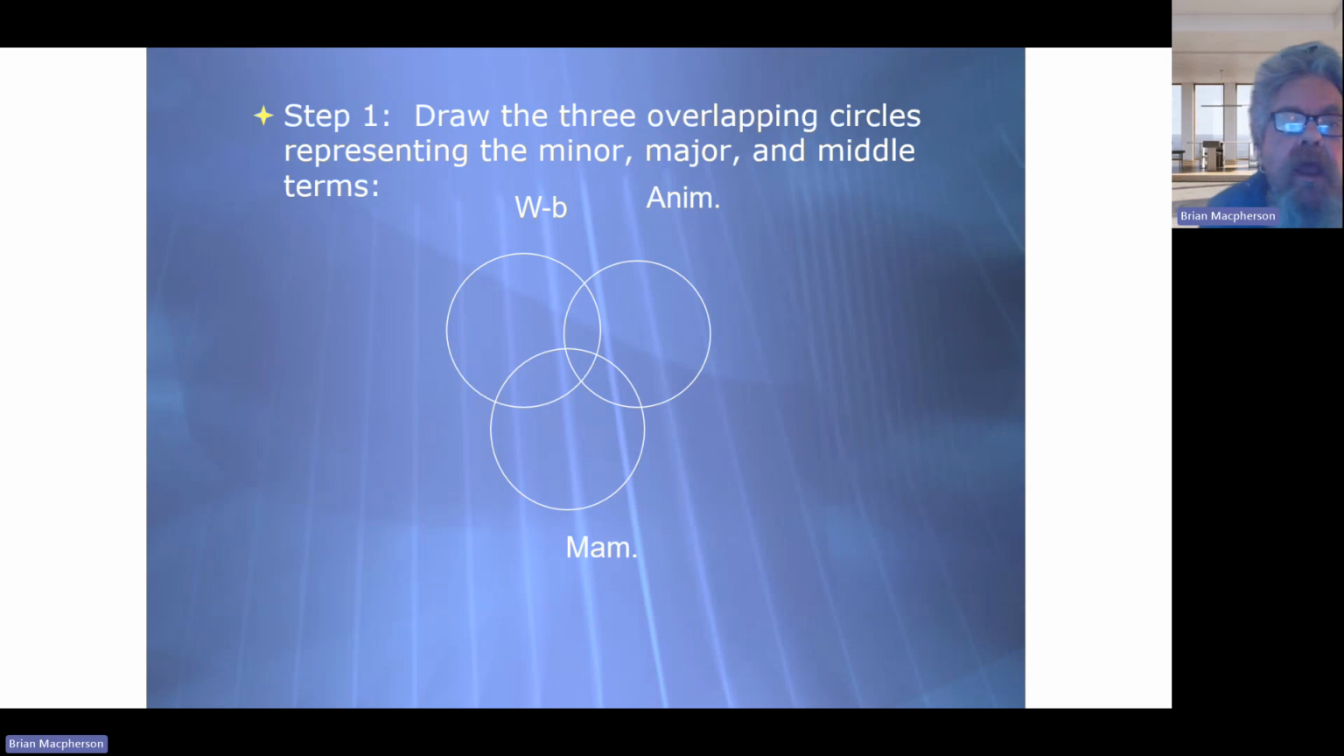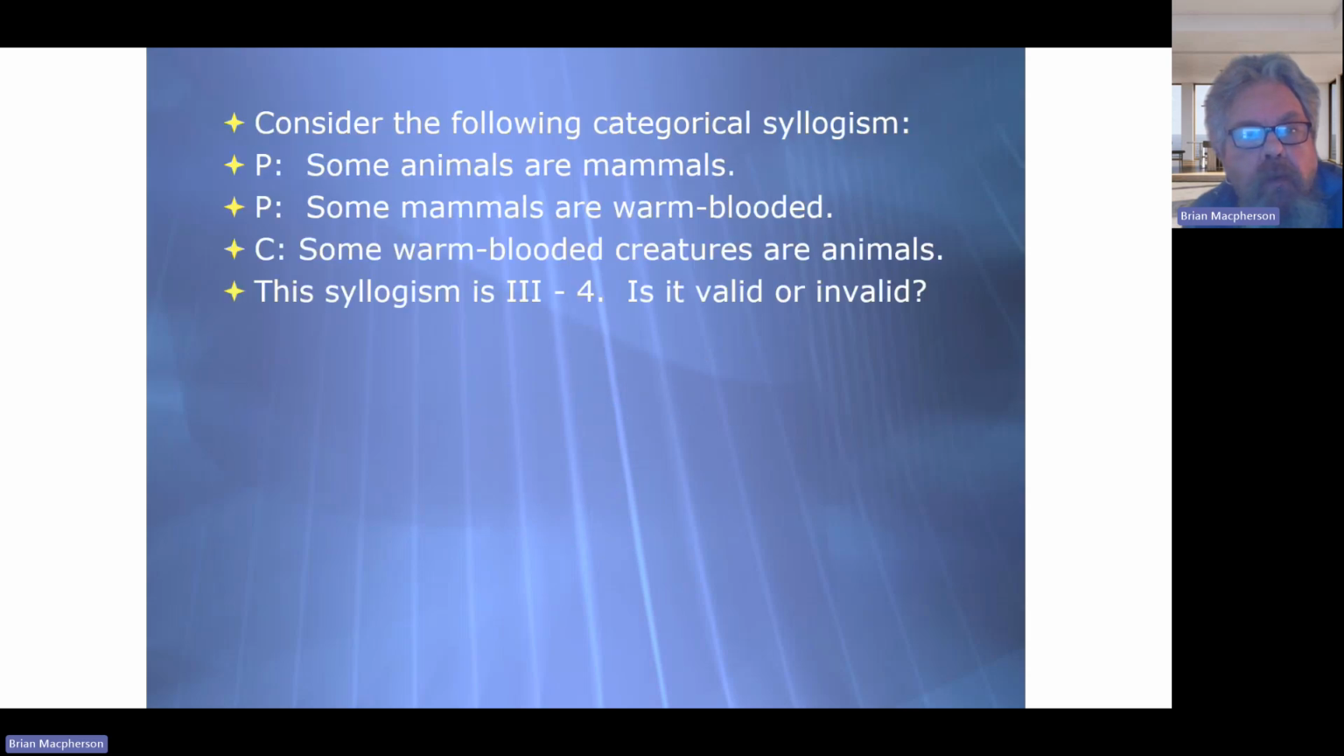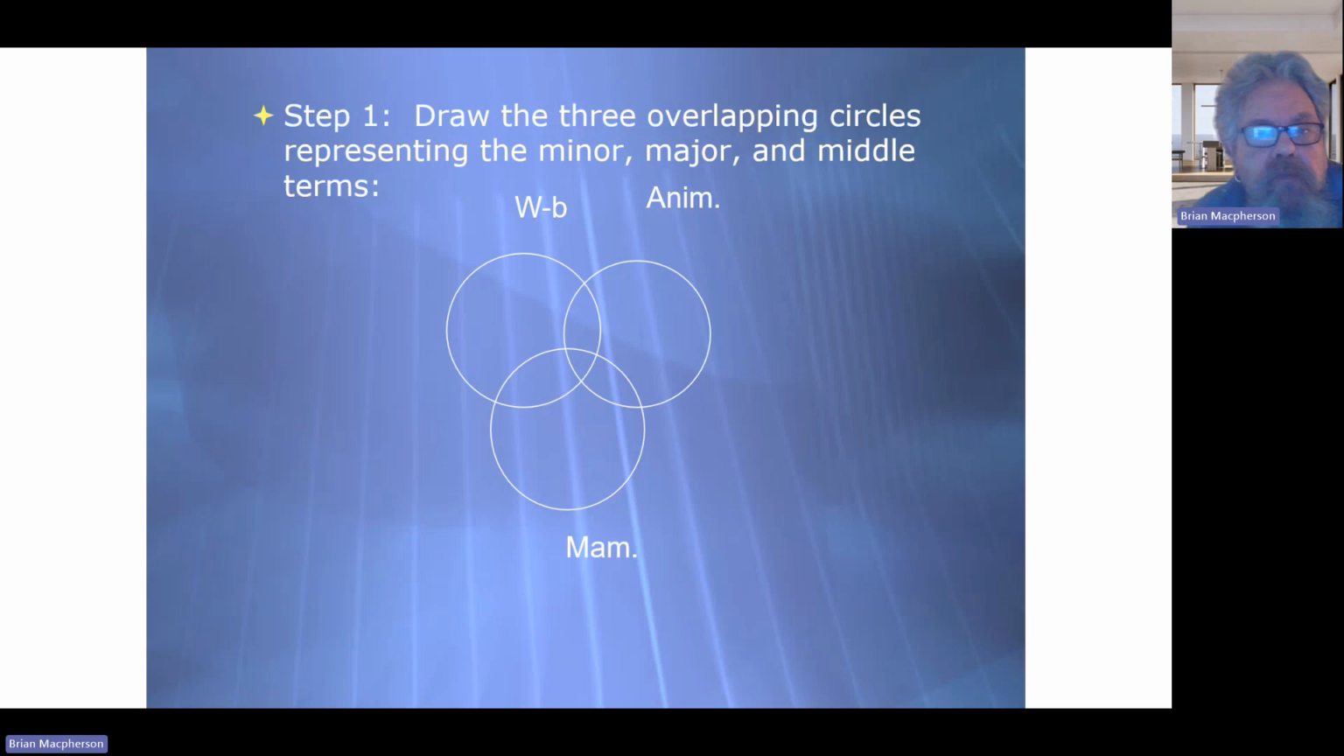And I put it on the line because it could be in either subarea. So I don't know, so I just put it on the line. The next premise is that some mammals are warm-blooded, okay? So then that means that there's going to be an X in the area of intersection between mammals and warm-blooded. So I'm going to put an X right here on the area of intersection between warm-blooded and mammals. And notice that the X I put here is on the line again because it could be in either subarea.